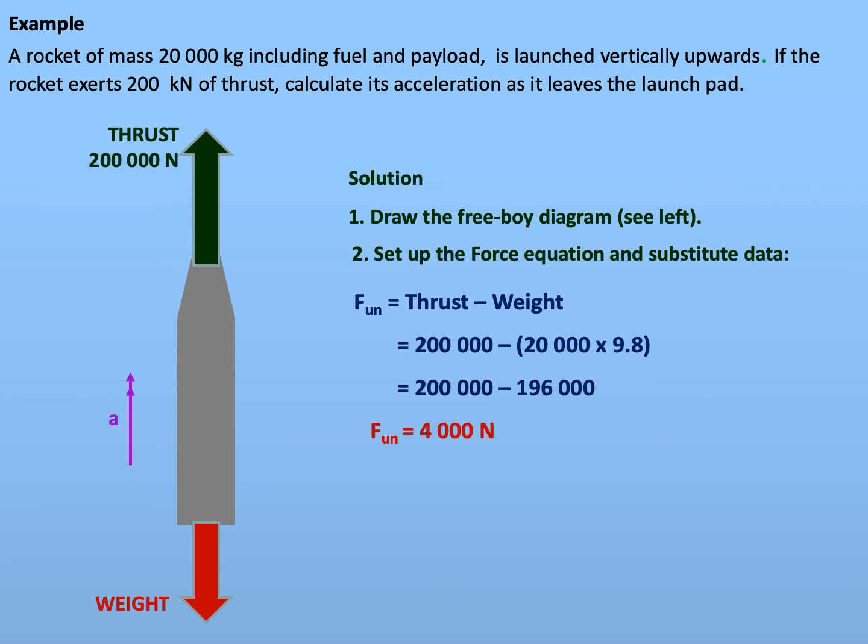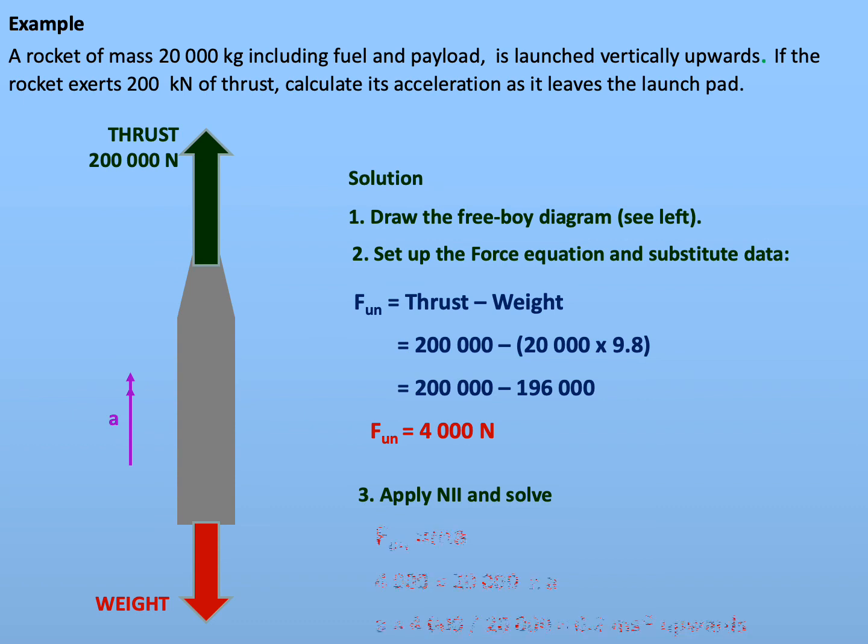So we've got our 200,000 newtons minus 196,000 newtons. The thrust has won, if you like, by 4,000 newtons. So the unbalanced force is 4,000 newtons. That's what's causing the acceleration. So we have to calculate this acceleration.